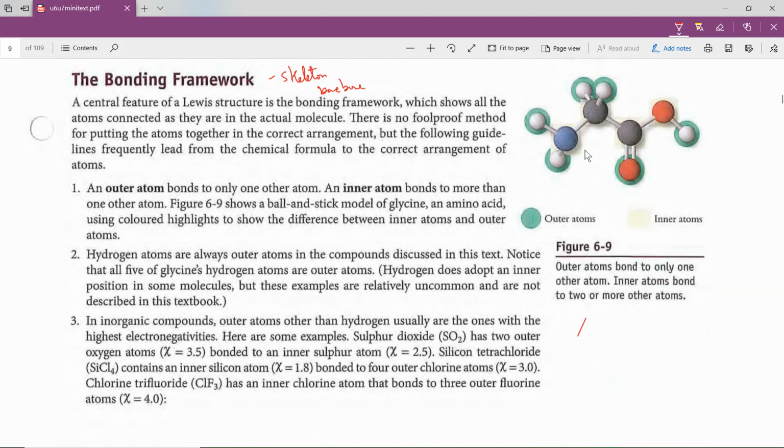An outer atom bonds to only one other atom, and an inner atom bonds to more. And you can have lots of outer atoms and lots of inner atoms. Here's glycine, which is an amino acid. So you have the hydrogens are outer atoms, and this one oxygen double bonded to a carbon is an outer atom. Then you have this oxygen, an inner one, and these 2 carbons, and whatever the heck that is, a nitrogen. Yeah, those are inner atoms.